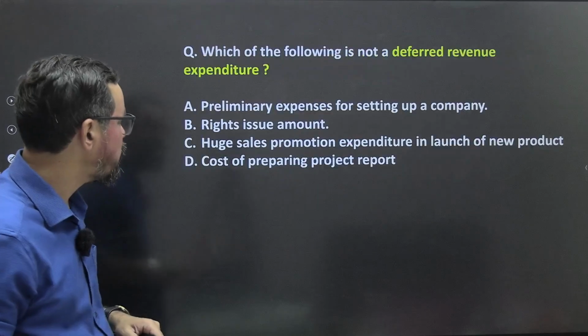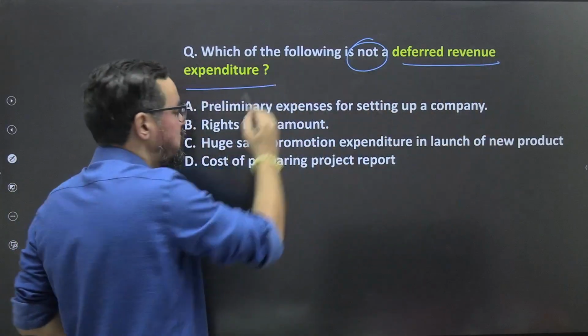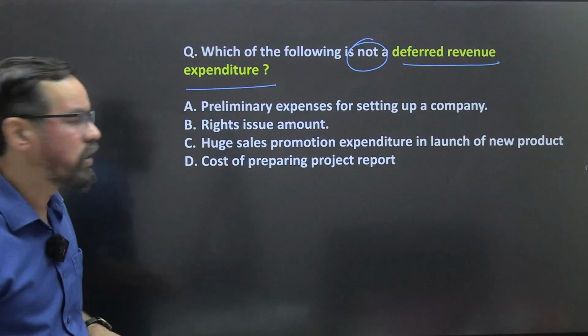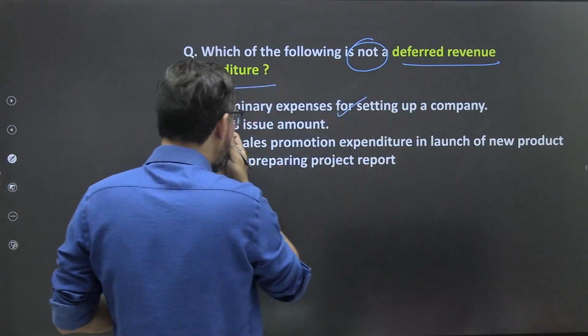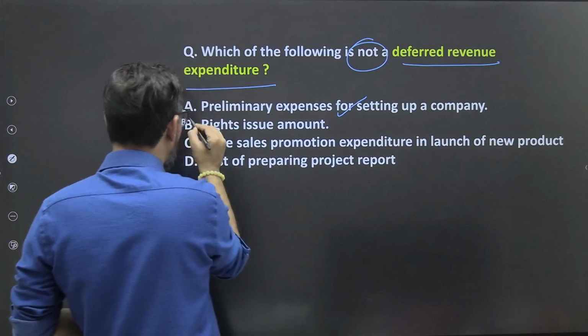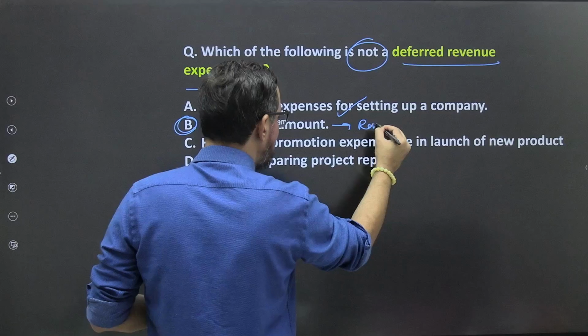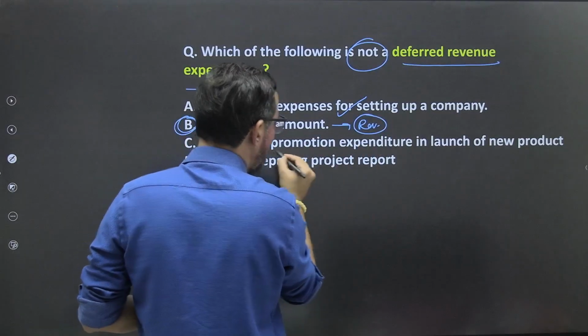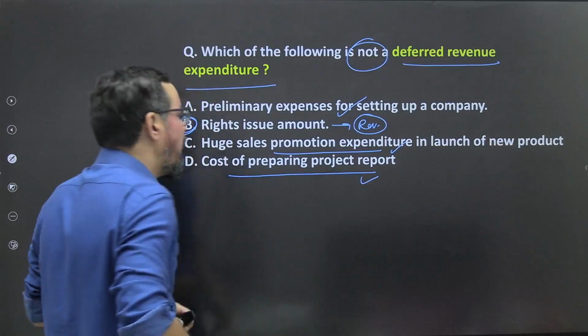Next one. Which of the following is not a deferred revenue expenditure? So now we have some other examples of deferred revenue as well. Preliminary expenses for setting up a company. Rights issue is not a deferred revenue expenditure. It is categorized as revenue expenditure itself. So huge sale promotion, deferred revenue. Cost of preparing project, deferred revenue.